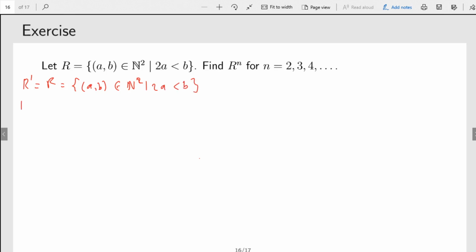Now let's compute R to the power of 2, which is R composed with R to the power of 1. So what is this? Let's say you have a comma b to be a pair in R. Then you know that 2a is less than b. Now if b is such that b comma c is in R1, which is R, then you know that 2 times b is less than c.